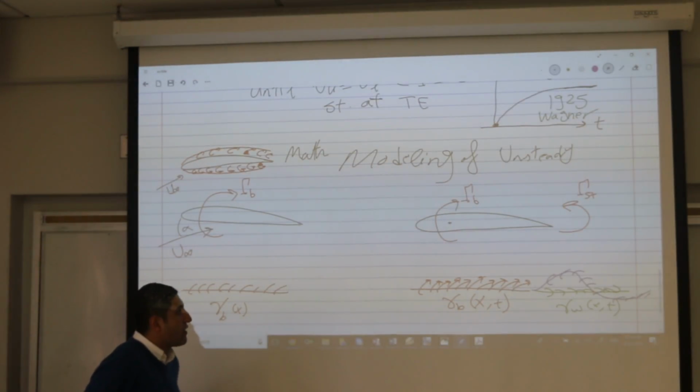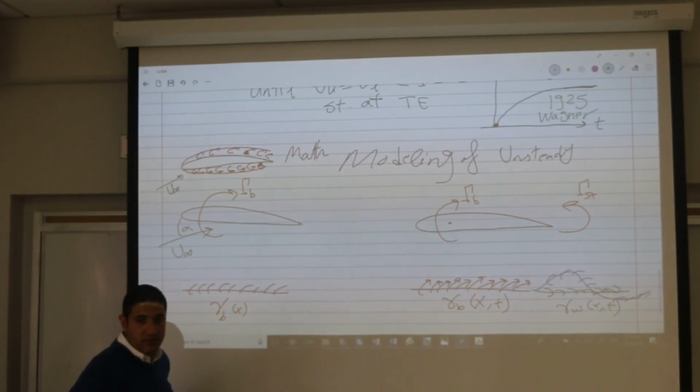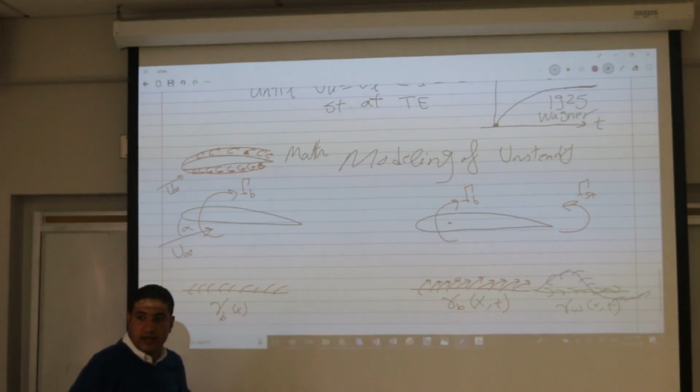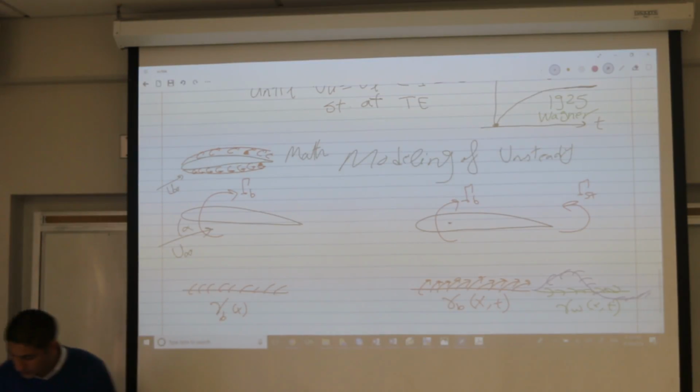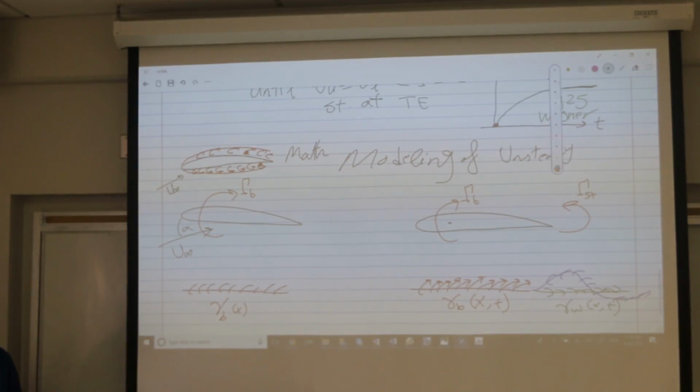And we can have a three-dimensional version of it. It's the exact same thing, but I don't want to go into it now. Any question? So in conclusion, if you want your model to account for unsteadiness, it's wake. This was actually a debate between me and one of the experts in the field.